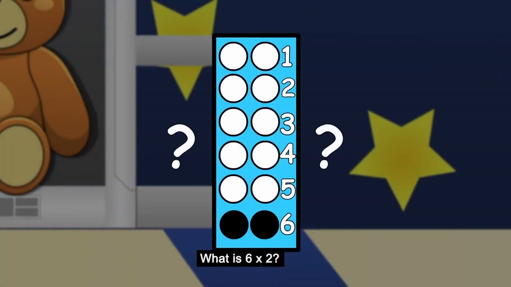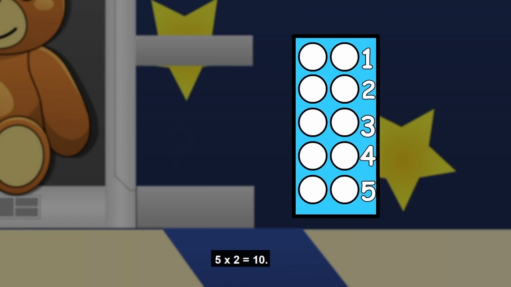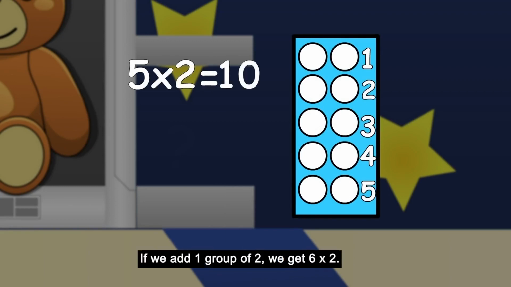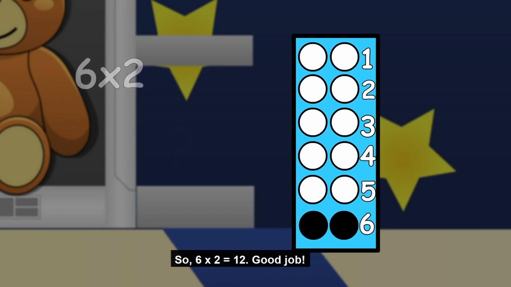What is 6 multiplied by 2? Let's start with 5 groups of 2. 5 multiplied by 2 equals 10. If we add one group of 2, we get 6 multiplied by 2. So, 6 multiplied by 2 equals 12.